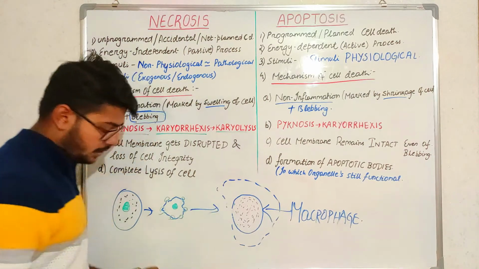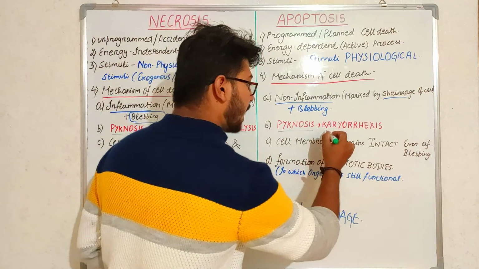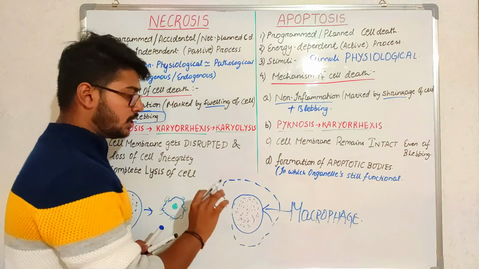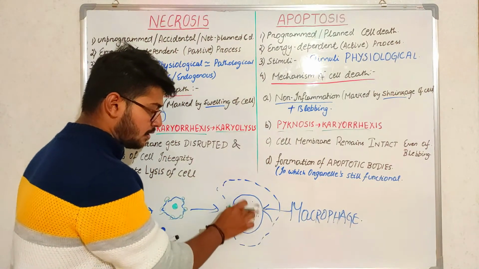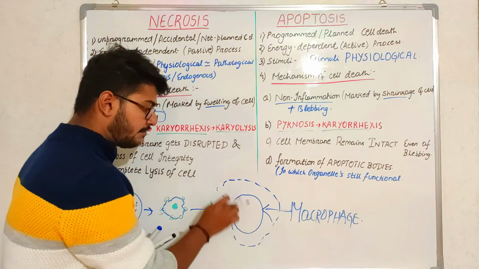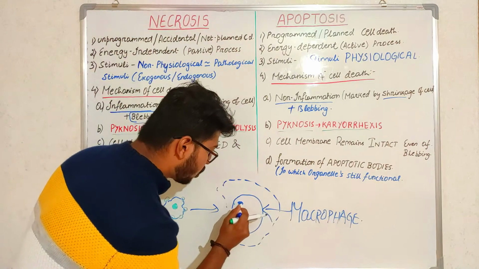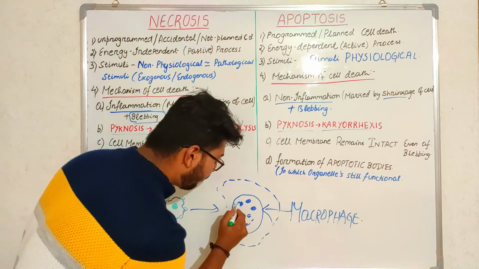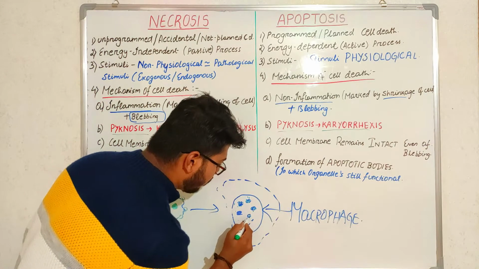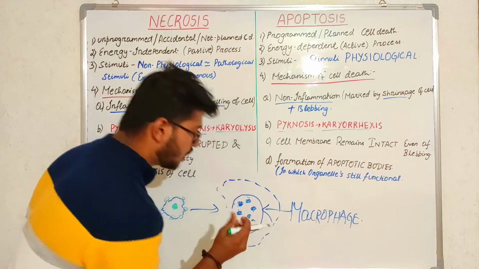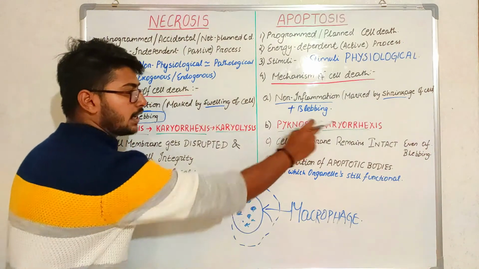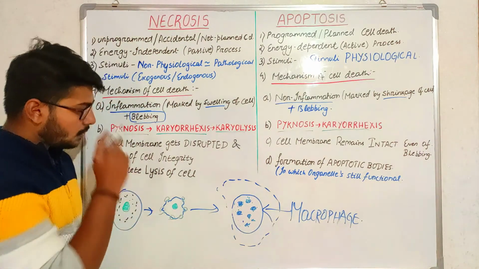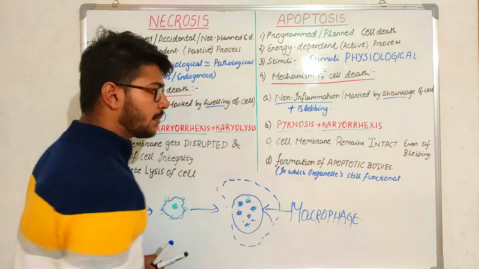And then there will be pycnosis and karyorrhexis, but no karyolysis. There will be no complete destruction of the nuclear component. There will be only fragmentation of this nuclear component. So first condensation, that is pycnosis, then karyorrhexis, only fragmentation of the nuclear content. Then, the cell membrane remains intact.